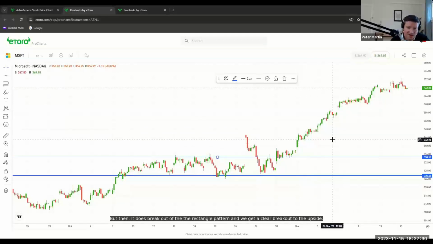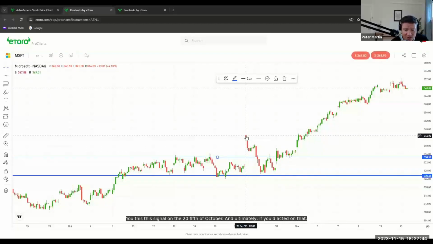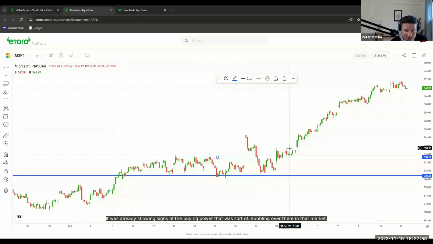And we get a clear breakout to the upside. So once again, it shows you the wariness and care that needs to be applied when you're looking at these things, and how the market can fake you out. This signal on the 25th of October, if you'd acted on it, wouldn't have worked out in your favor, but at the same time, it was already showing signs of the buying power that was bubbling over in that market.